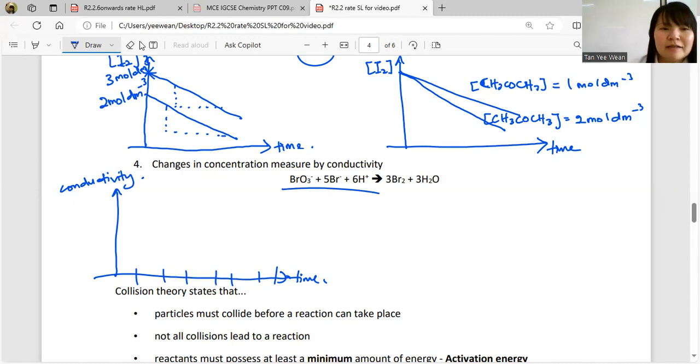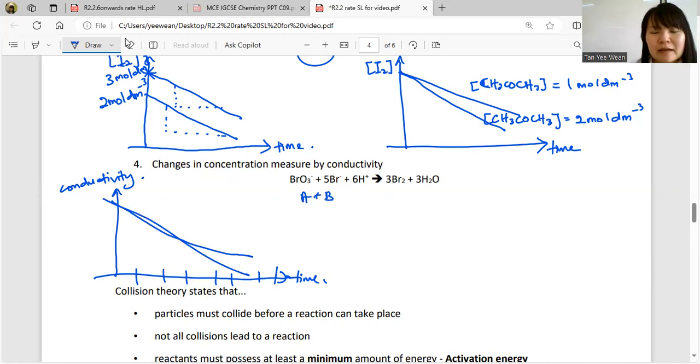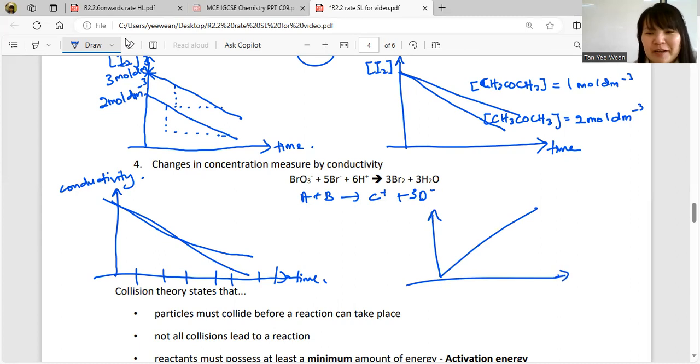In this case, the reactants are the ones that have charge, so the conductivity would decrease over time. It could be a curve or a straight line. But if you have more charge on the product side, then your graph would go upwards, because it becomes more and more conductive over time as there are more and more ions. Those are the methods that you should know, or roughly the methods. It's supposed to inspire you to think of more methods to measure rate of reaction.